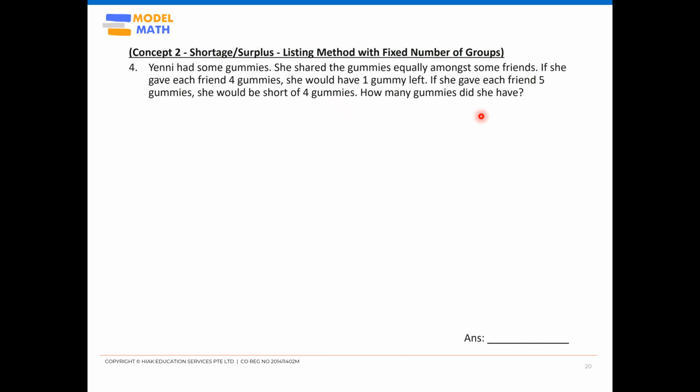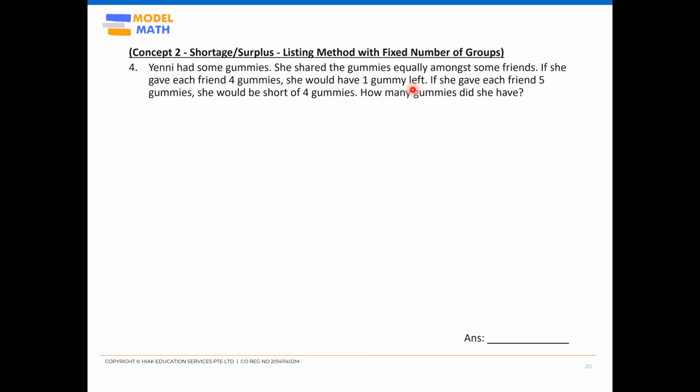Okay, so as we can see, this involves 2 different scenarios, whereby she gave her friends different numbers of gummies each. In these 2 scenarios, we can tell that this is a surplus, and this is a shortage. Surplus meaning to say there are leftover gummies, or you can say there are excess gummies in the end. Now, in these 2 scenarios, what we understand is that the number of friends has to be the same. Okay, it has to be consistent between the 2 scenarios.